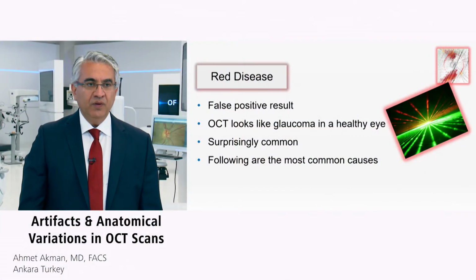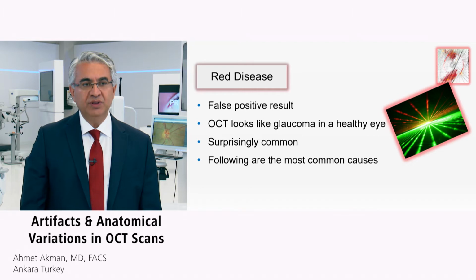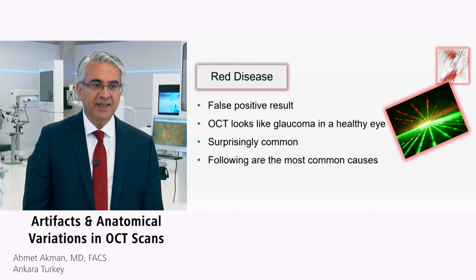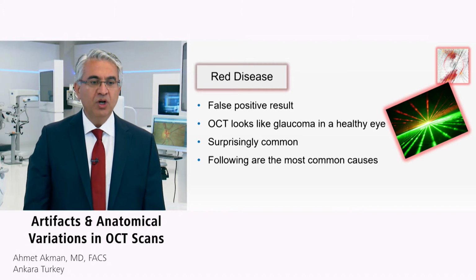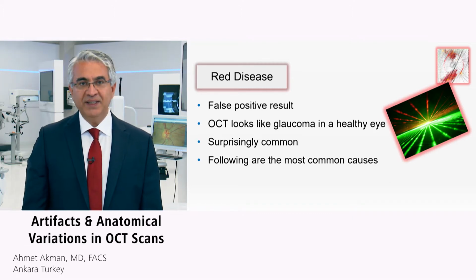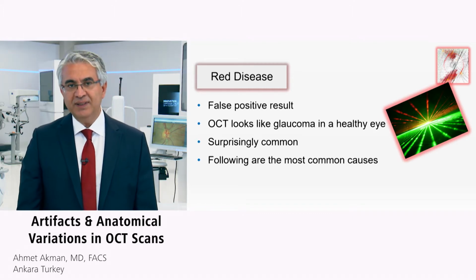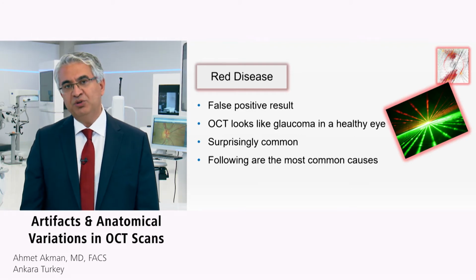Now it's time for artifacts and anatomical variations in OCT scans. We have two kinds of false diagnosis in the OCT scans. The first one is the red disease, which is the false positive result. OCT looks like glaucoma in a healthy eye. It's surprisingly common, and following are the most common causes.